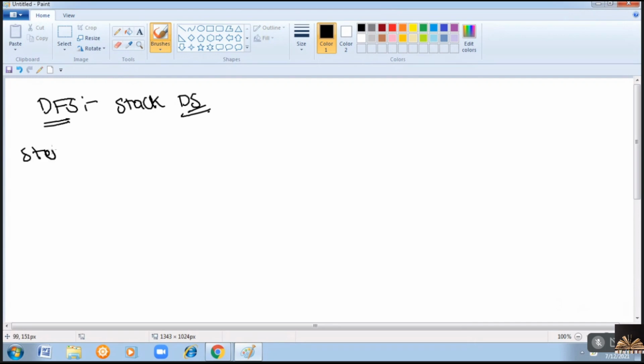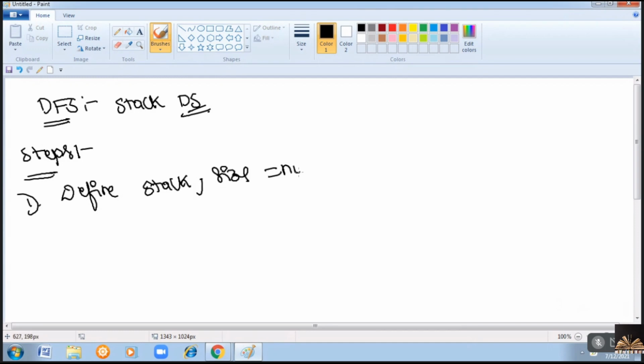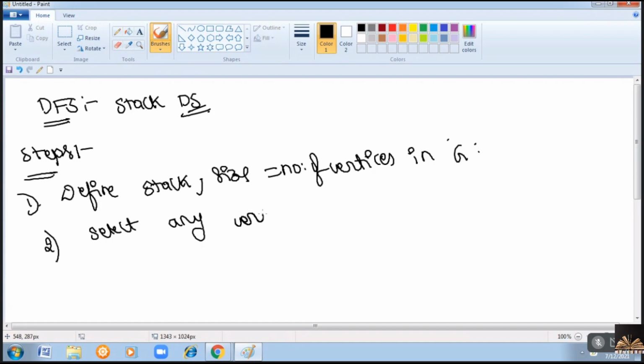Let's see the steps to be followed. So here also you need to define a stack with the size as number of vertices in the graph. The size of the stack is number of vertices in the graph. Next step is you can select any vertex as a starting point for DFS traversal.